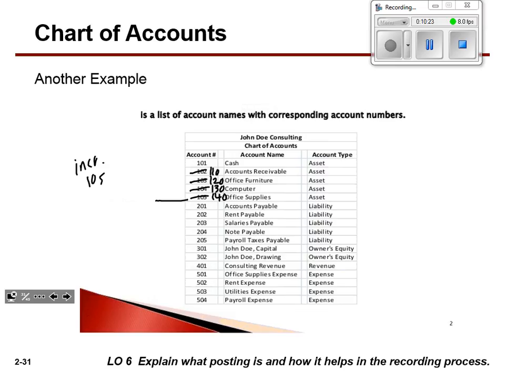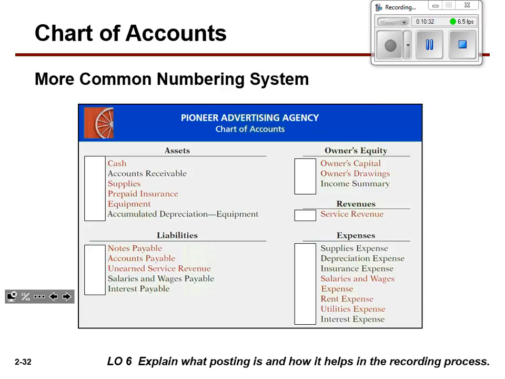sometimes you even go into 4 digits or 5 digits if they have lots of assets or lots of liabilities. I think a better system would have been 101, 110, 120, 130, 140, 150. Notes payable, maybe 201, 202, 210, 220. That way you've got nine numbers to assign if you get a new account that pops up.